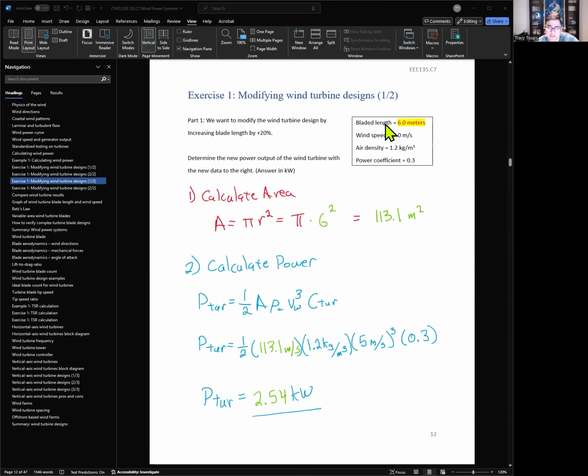First one, we increase the blade length to 6 meters, so let's redo all the calculations. In green is what's changed. We have r squared is 6 squared instead of 5 squared, so naturally we have a bigger area: 113.1 meters squared instead of 78.5. Plug that number in, everything else stays the same. Our power output is now 2.54 kW, so from 1.77, it went up about 700 watts.